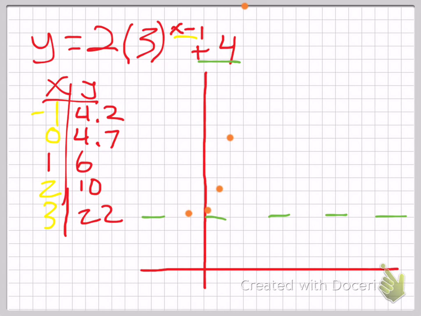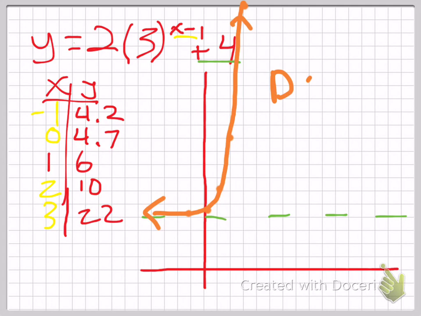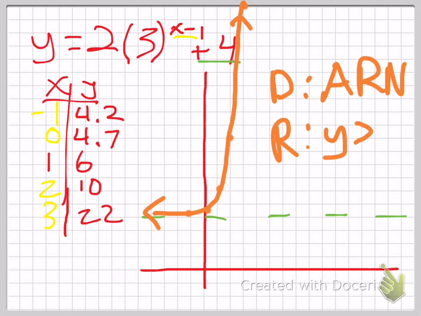Then we have these points here that I've graphed, and now you're going to connect your dots, making sure that you do not cross the asymptote. So then your graph will be that. Now, domain and range are some very important pieces. Your domain is always going to be all real numbers for these functions, but your range is going to be y is greater than, not greater than or equal to, but greater than 4, because that's where your asymptote is.